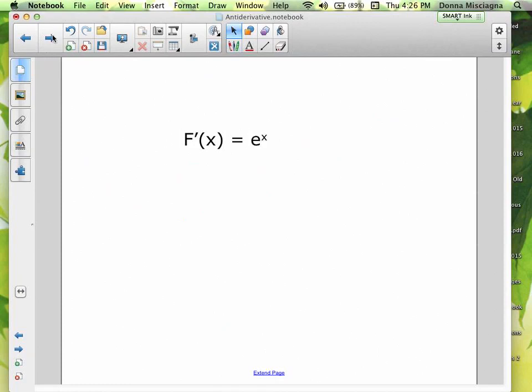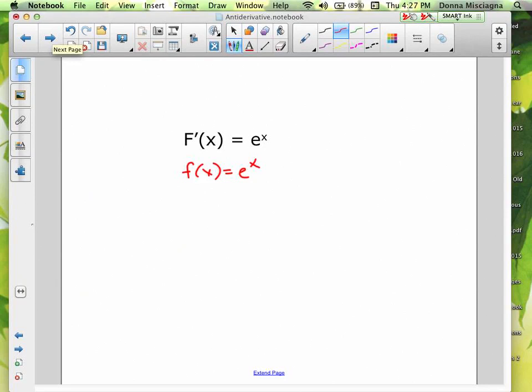Okay, so here's our derivative, e to the x. What function has e to the x as its derivative? Welcome back. I almost gave that one away, but I think you probably figured it out anyway. The function that has e to the x as its derivative is e to the x. So e to the x is its own derivative. It's its own integral. So whether we're taking the derivative or the antiderivative of e to the x, the answer is e to the x.